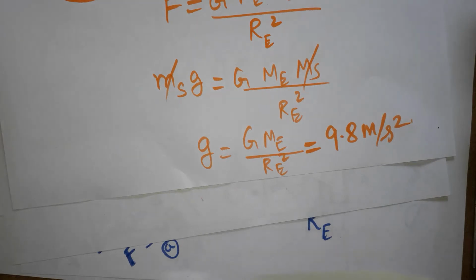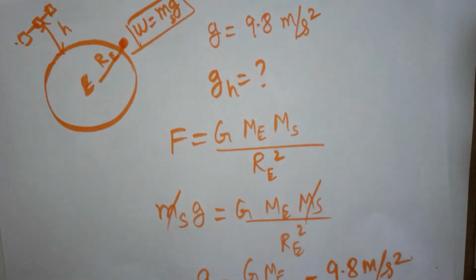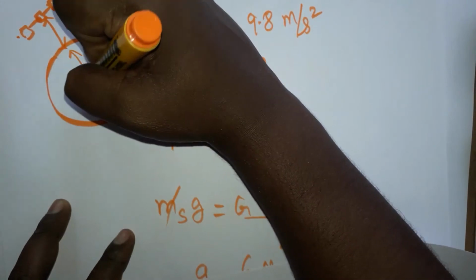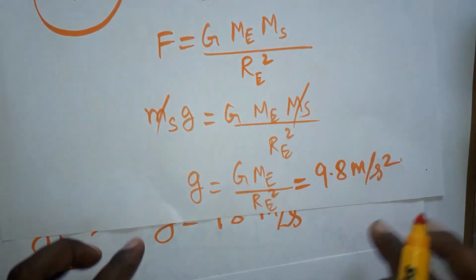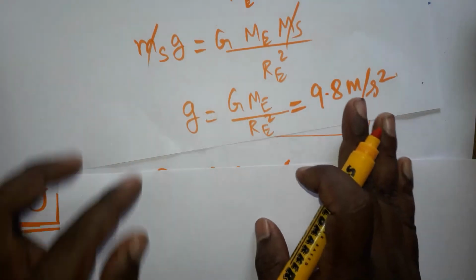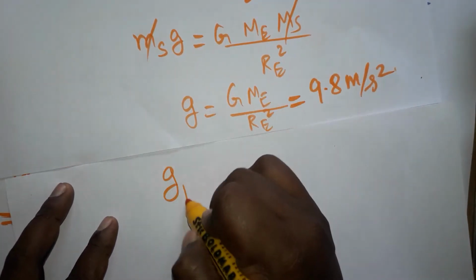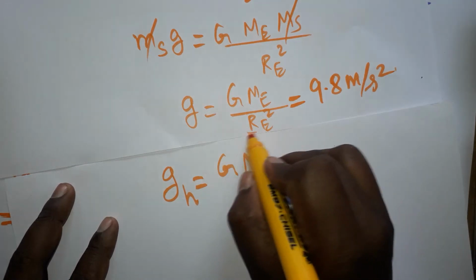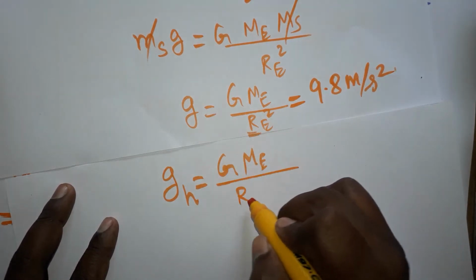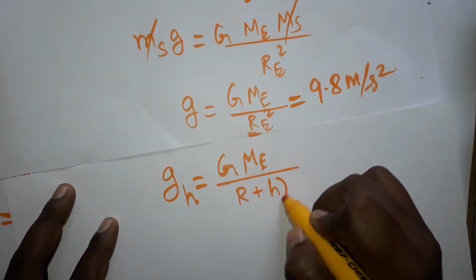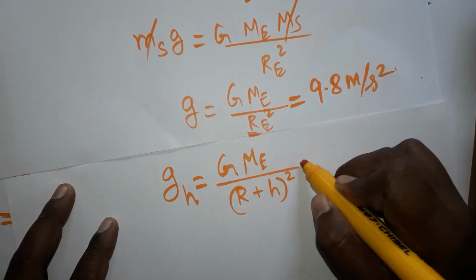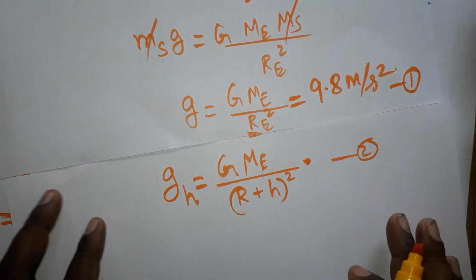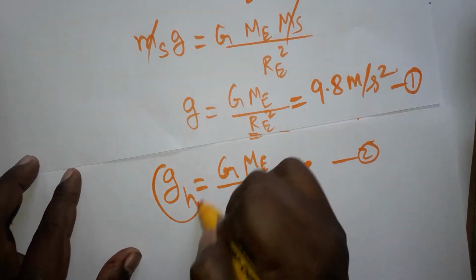Now I consider some height. The object is at some height, so the total distance of the satellite from the center is r plus h. Gravity constant G will be the same, mass of the earth will be the same, but the distance is now r plus the height of the satellite, squared. This is the second equation; the first equation I have already taken. We want to find this only, gh.